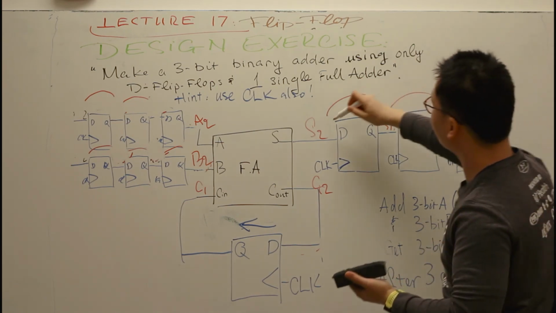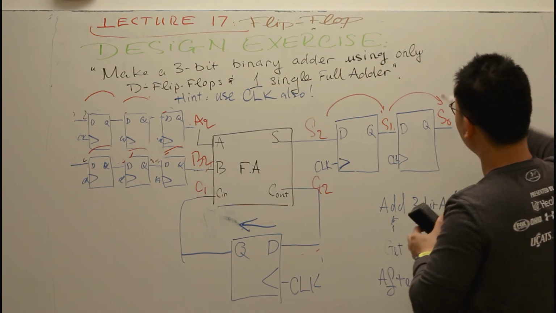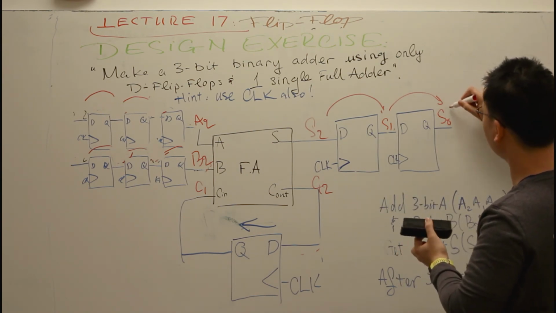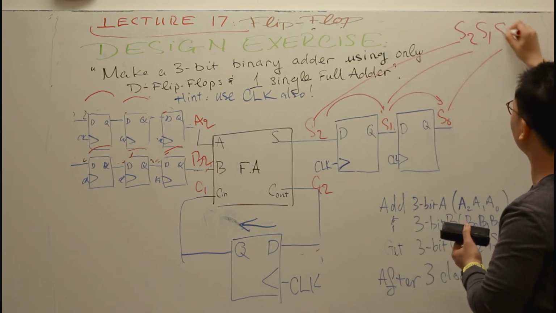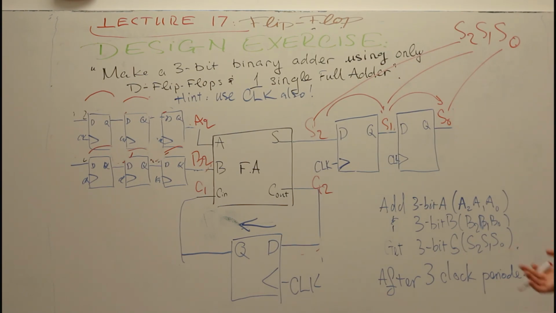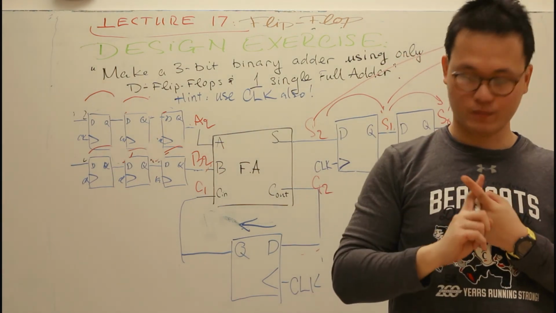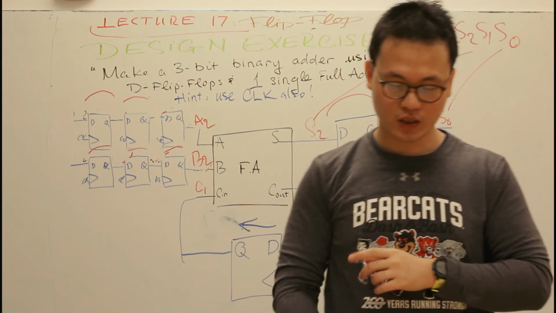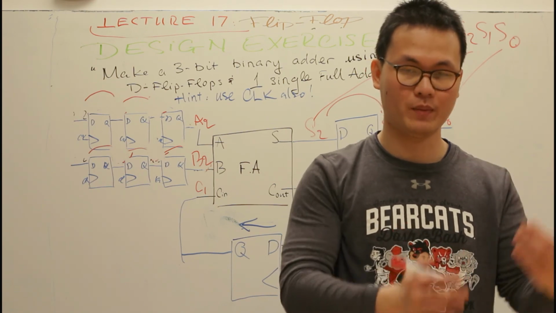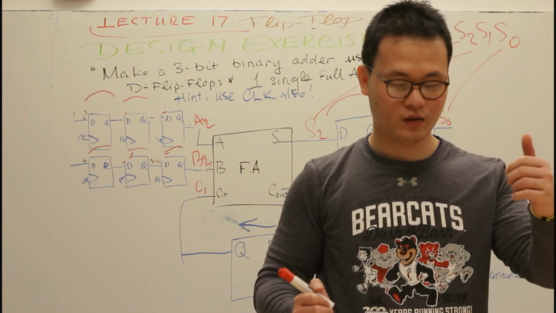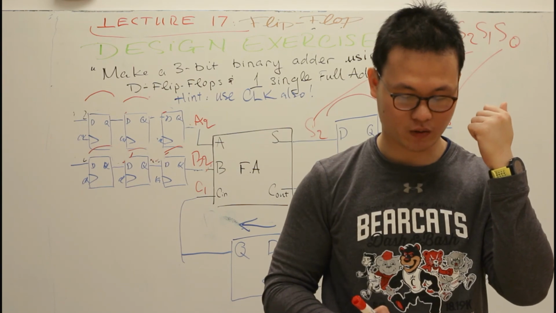After 3 clock cycles, you turn off your clock, and you prop these 3 signals out. You can have your S2, S1, S0. So now you just built yourself a 3-bit binary adder. But different from what you learned before, this is not a parallel adder. This is a sequential adder. That means the signal comes in 1 bit at a time, and comes out 1 bit at a time. Your parallel adder is taking all of the bits at once and spitting out all of the bits at once. So that's the difference.